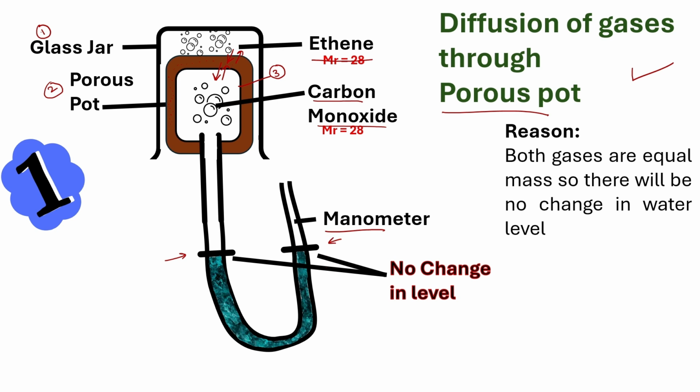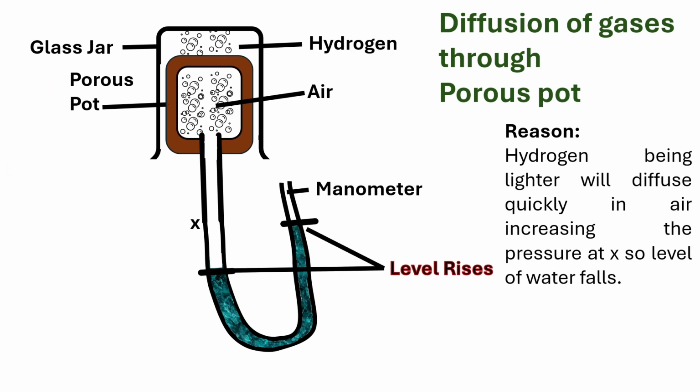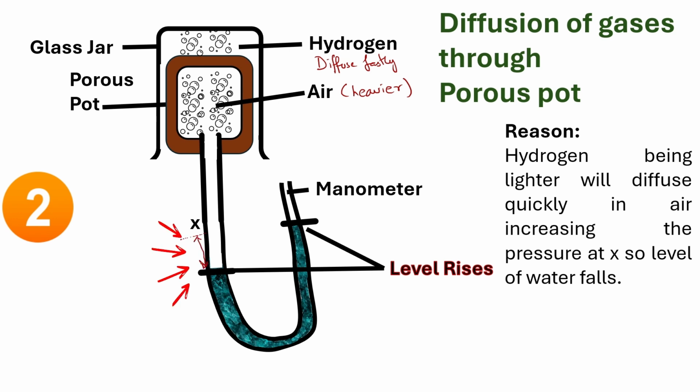Then we have the second experiment, where in the outer jar we have hydrogen, and in the inner jar we have air. Air is heavier and hydrogen is lighter. So the hydrogen will diffuse at a higher rate and enter the jar in which we have air, increasing the pressure in that jar, which drops the level of water in the U tube at point X. So the level falls in the left hand arm of the manometer and rises on the right side.